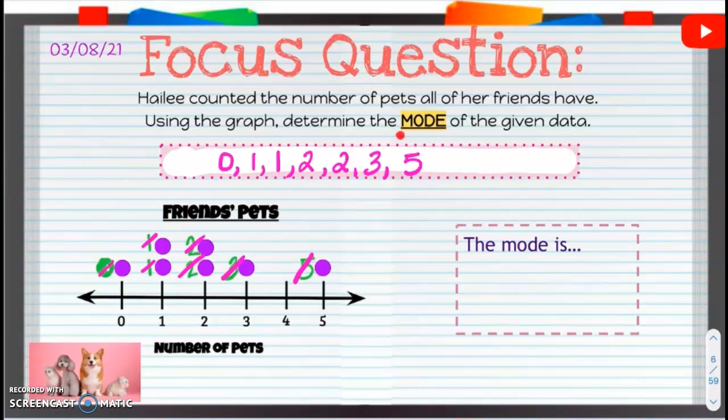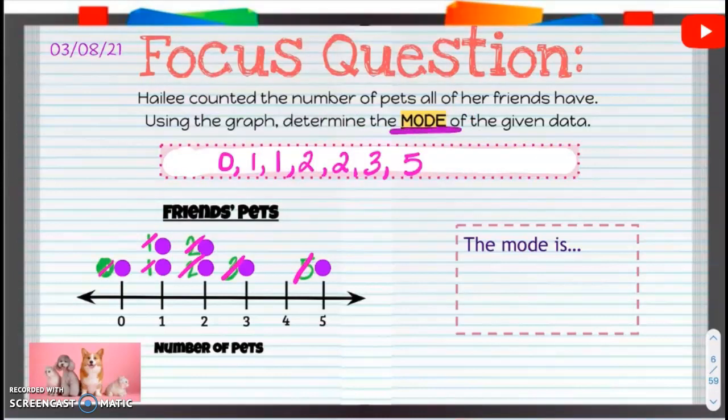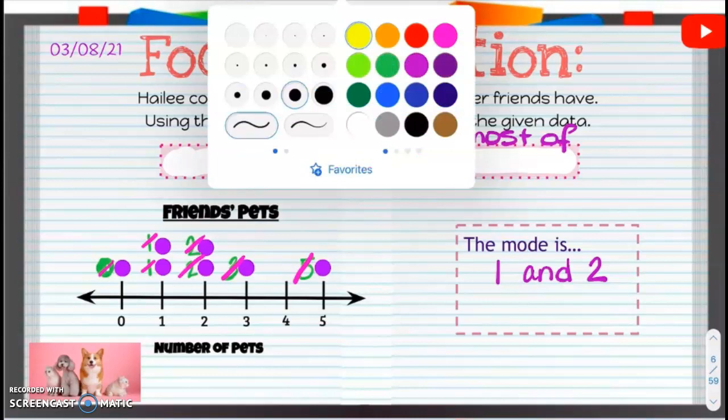Now, the mode is the number that we see the most of. In this case, we see a 0 only one time, a 3 only one time, and a 5 only one time. But we see a 1 twice and a 2 twice. So in this case, we see that the mode is going to be 1 and 2, because we see both of them twice.